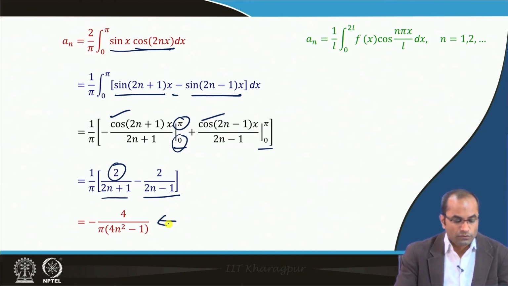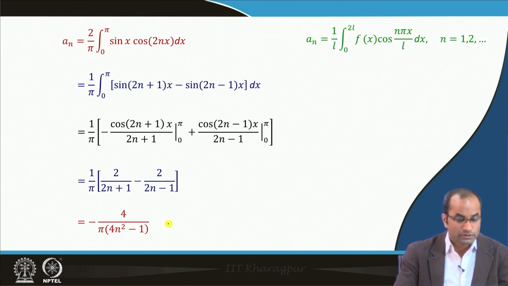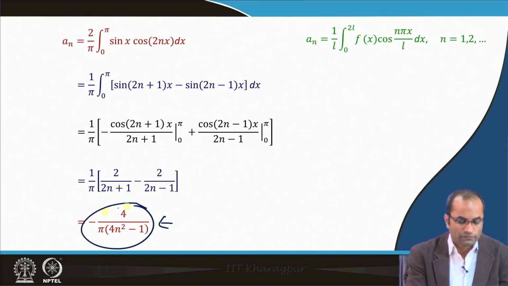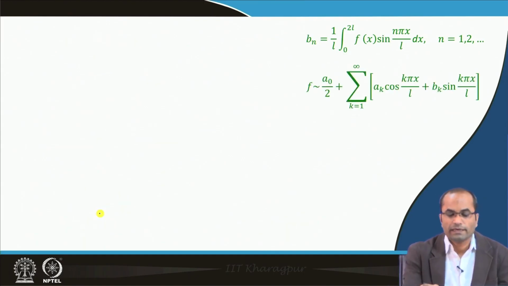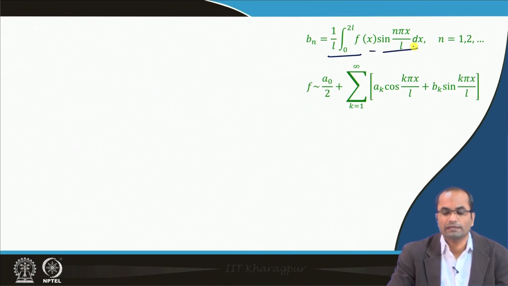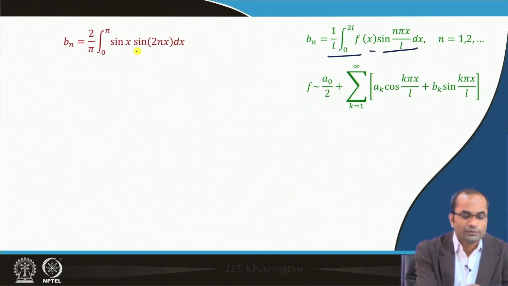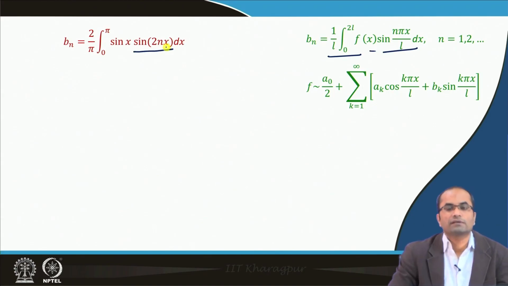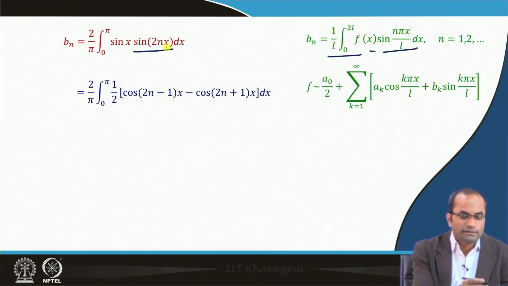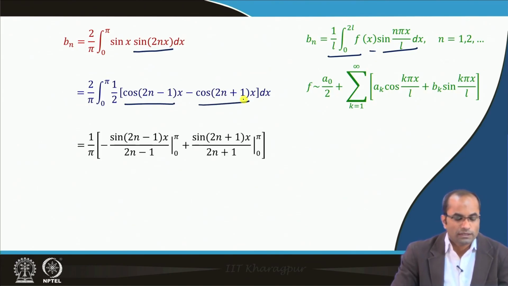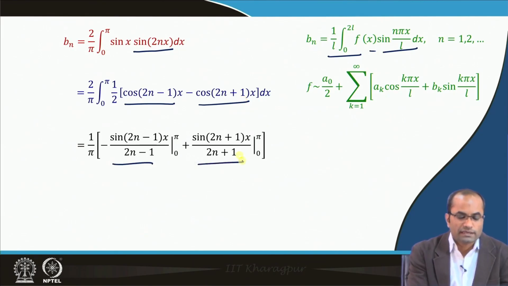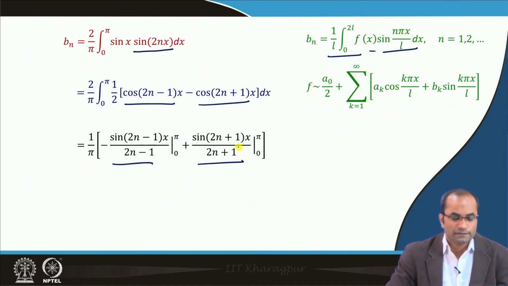Well, so what we will get now? This is the coefficient for a n, and n is 1, 2, 3, and so on. We got the value already. For b n we again have a similar formula, 1 over L times f(x), and then we have the sine here for b n. So we can compute it now. With sin 2nx, we again apply the sin a cos b formula, with 2n minus 1 and 2n plus 1, and then the cos will become sin.